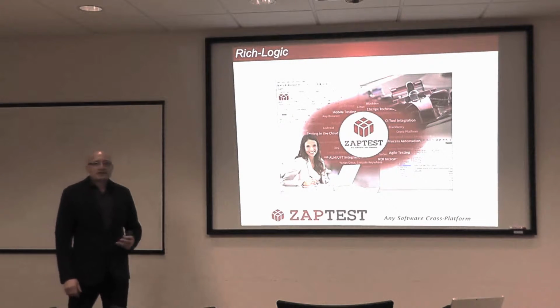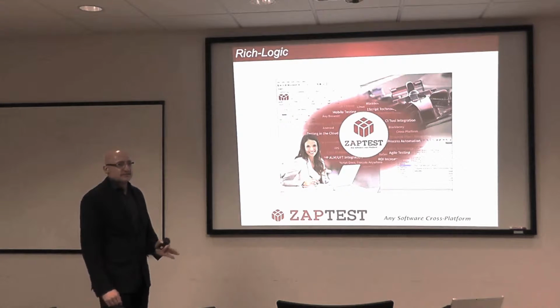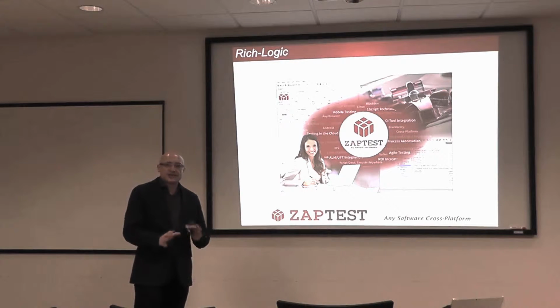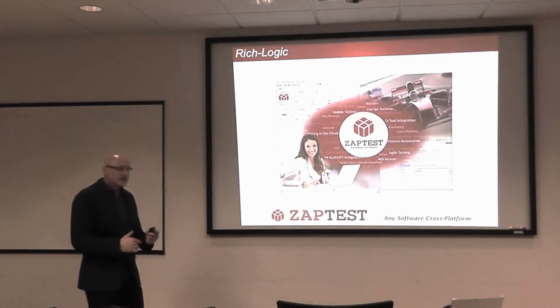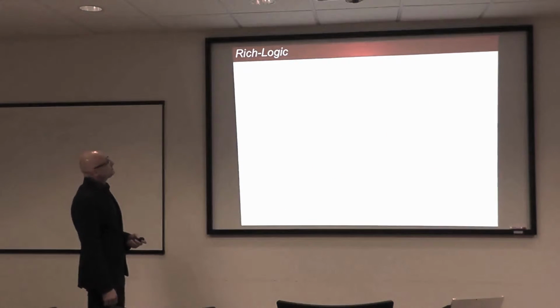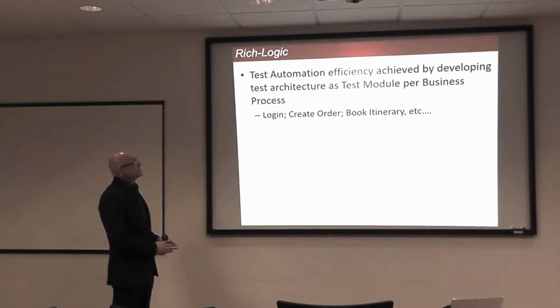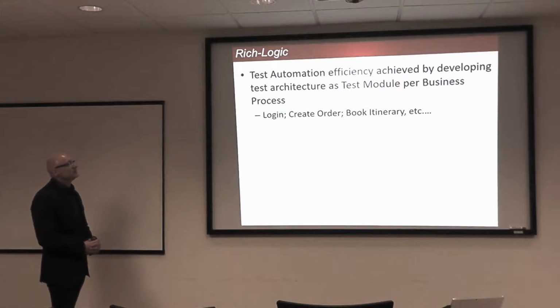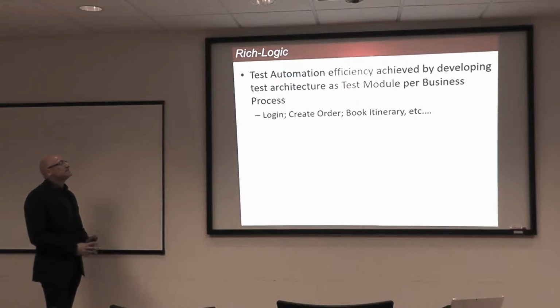Now, rich logic. This is a very interesting concept. Before it was pretty straightforward, right? Right now it's going to get a little complex. Test automation efficiency is achieved by developing test architecture as a test module per business process. Login, create order, book itinerary, right?